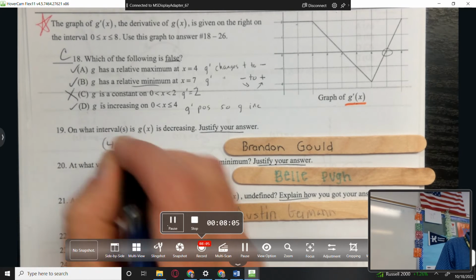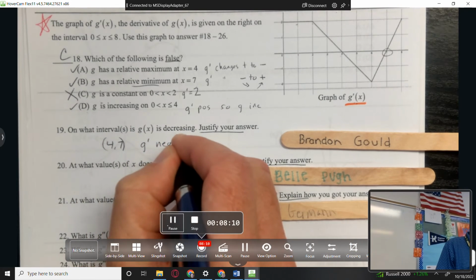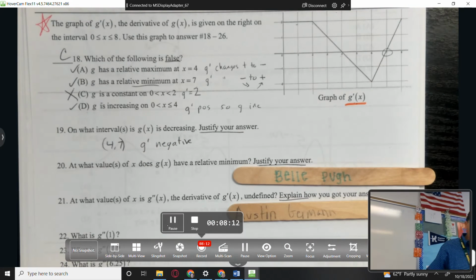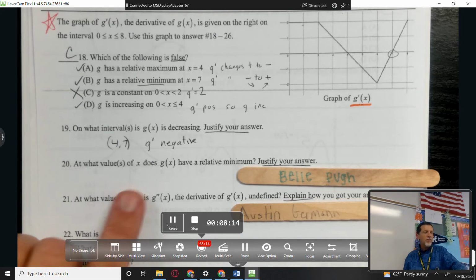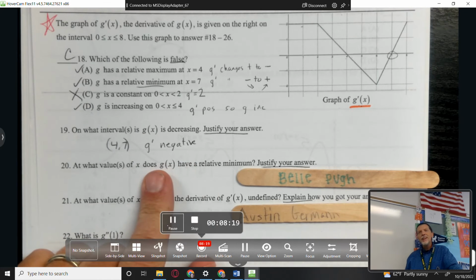Why did you say that? G prime is negative. Good. That is a great answer. That's a perfect answer. Sometimes students see "justify your answer" and they think, aha, I will explain all that I know about the first derivative. Like, no, just give me the reason.